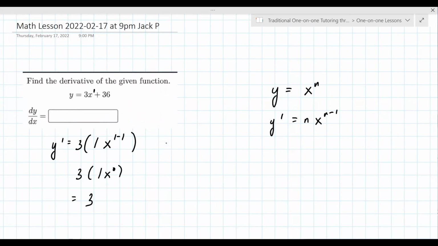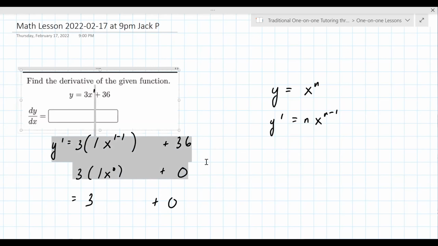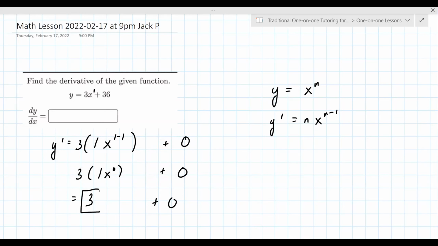Plus the 36, but the derivative of a constant is always 0. So that one is just 0. So the whole thing, the derivative is just 3. So there's yet another rule here. If your function is c times x, the derivative is just c.